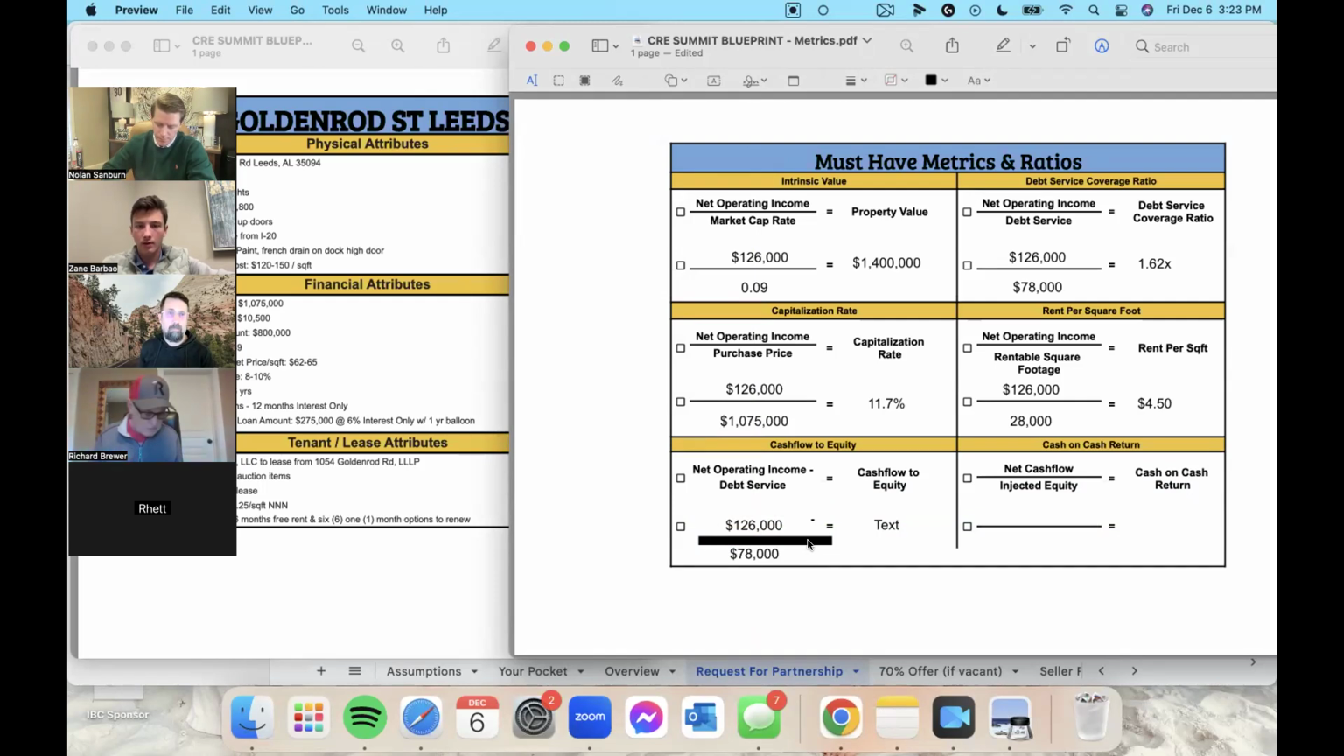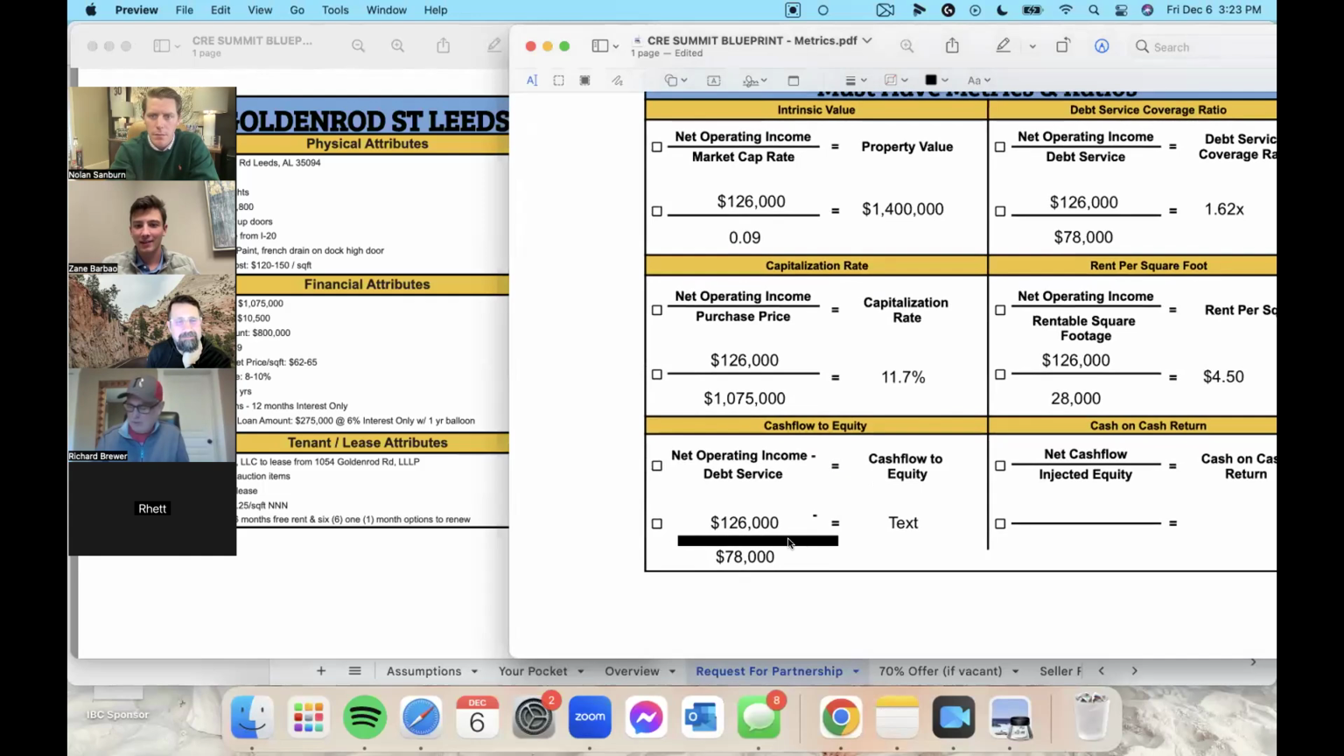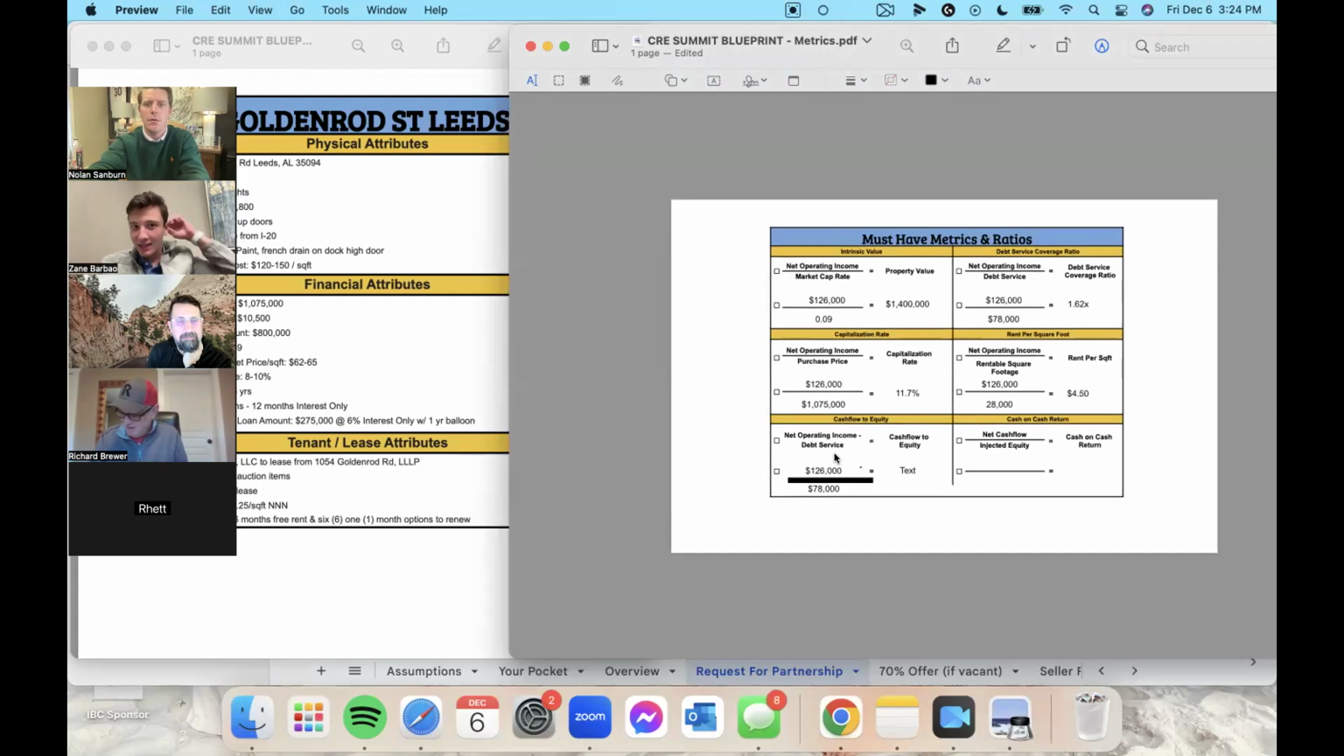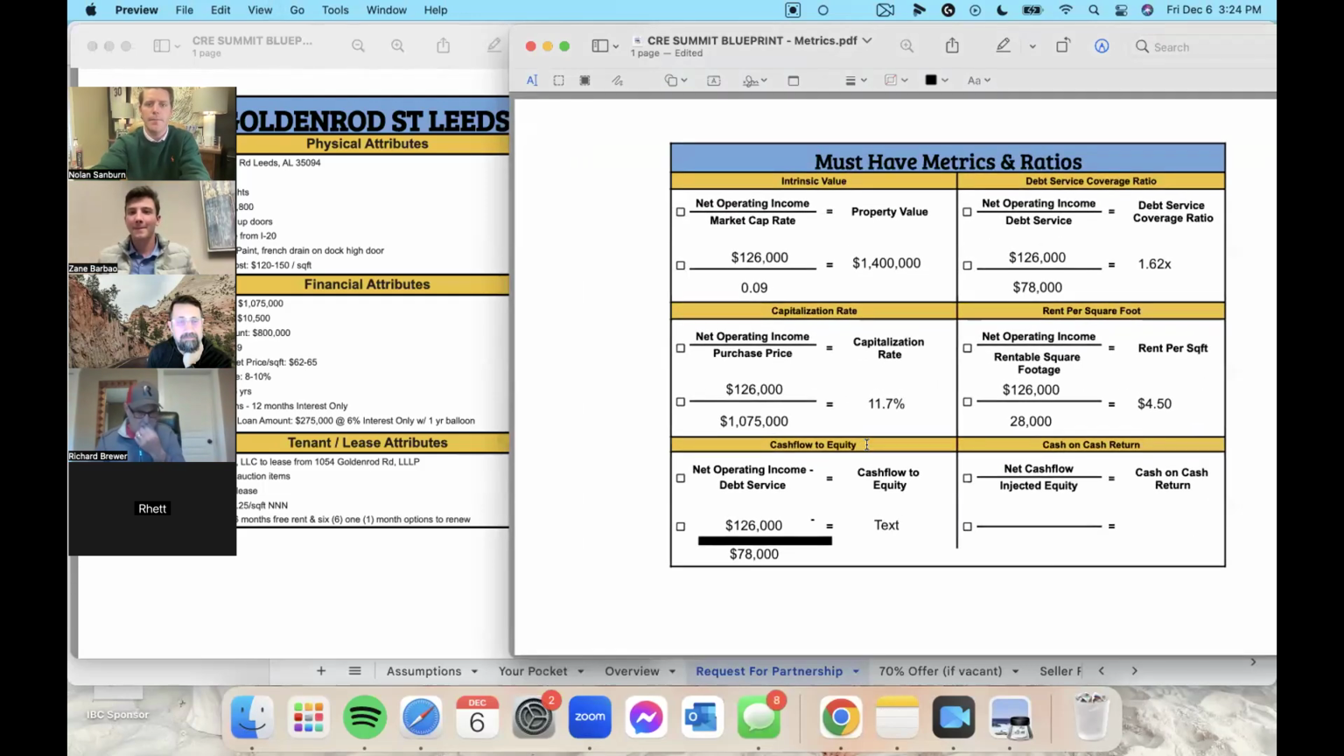No, we're subtracting. I thought you said we were dividing. I thought I initially put divide. Sorry about that. Yeah, 48,000. I have a dividing bar up here. I'm so bad. Sorry about that, guys. Okay, that's on me. 48,000. There you go. Messed that up. 48,000 cash flow to equity.